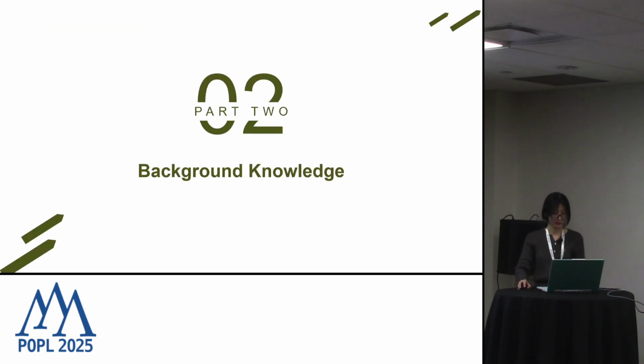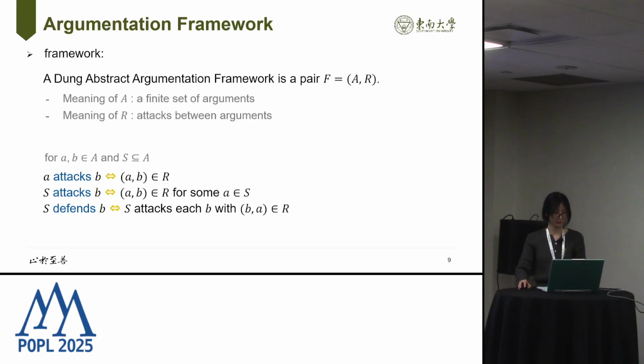Here we reach the second part, background knowledge. We begin with a concise review of Dung's argumentation framework. A Dung argumentation framework is a pair F, including A and R. A means a finite set of arguments, and R means attacks between arguments. If there is (A,B) belonging to R, we say A attacks B. And if S attacks each B with (B,A) belonging to R, we say S defends A.